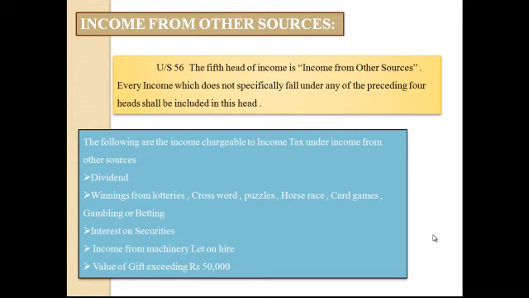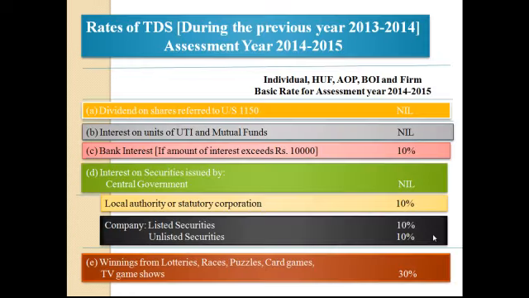The fifth head of income is income from other sources. Under section 56, every income which does not specifically fall under any of the preceding four heads will come under this head. The following are the incomes under the head income from other sources: dividend, winnings from lottery, crossword puzzle, horse race, card game, gambling or betting, interest on securities, income from machinery let on hire, and value of gift exceeding the value of rupees 50,000.